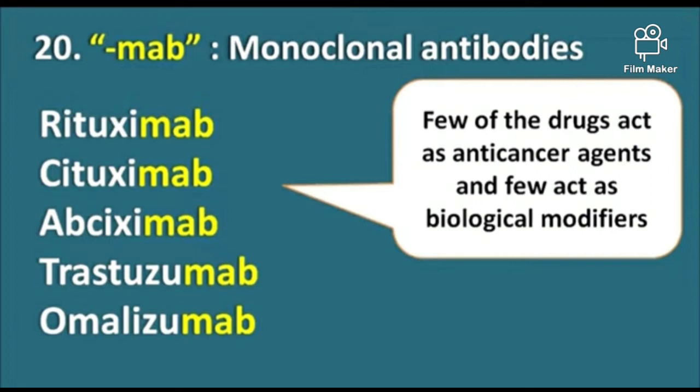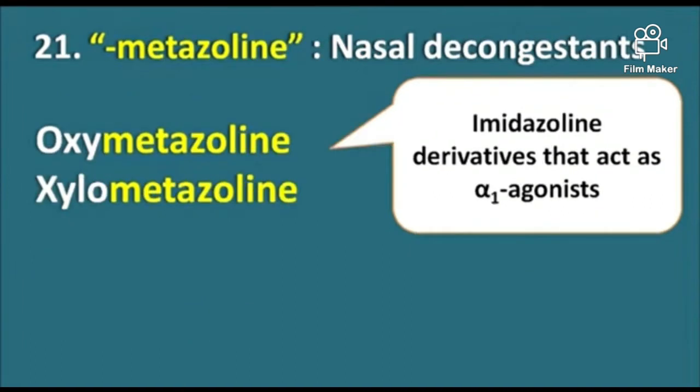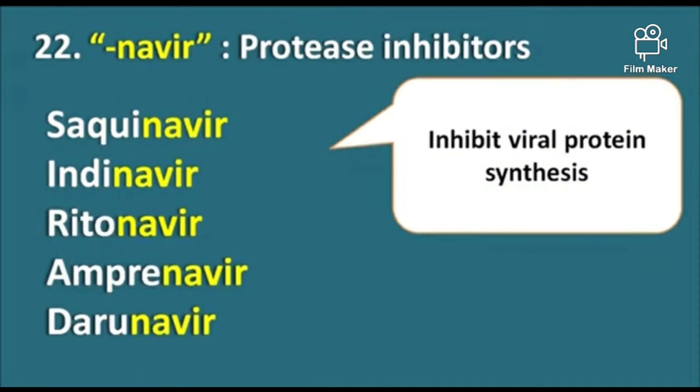Next, mab, monoclonal antibodies: rituximab, cetuximab, abciximab, trastuzumab, omalizumab. A few of the drugs act as anti-cancer agents and a few act as biological modifiers. Next one, zoline, nasal decongestants: oxymetazoline, xylometazoline, imidazoline derivatives that act as alpha-1 agonists.